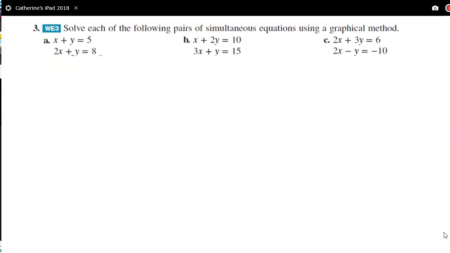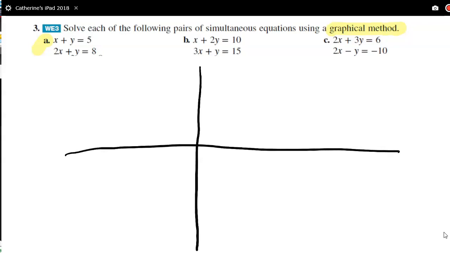Solve each of the following pairs of simultaneous equations using a graphical method. Okay, it does specify using a graphical method. So that means you have to draw the graph and you have to draw it accurately. Now, you can have a ruler and of course lines. I don't have that on here, but I'm going to do the best I can. I'll just try question 3.